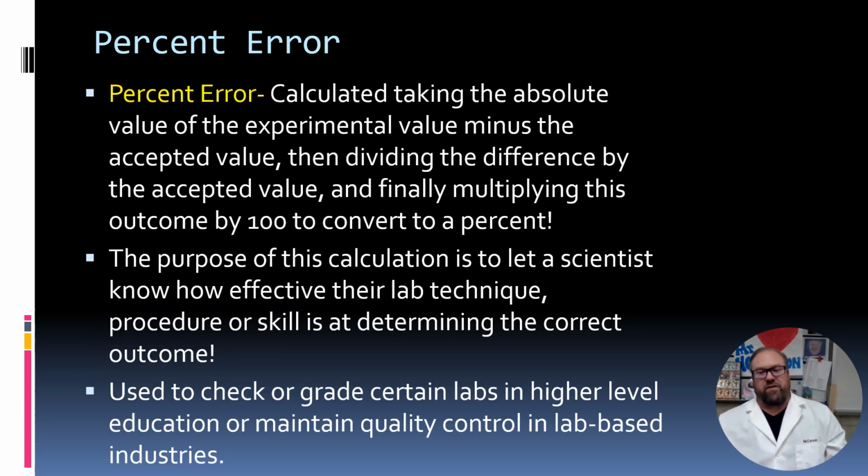Okay, so very wordy, but here's our definition for percent error. First off, percent error is calculated by taking the absolute value of the experimental value minus the accepted value. So we figure out the error, we take the absolute value of the error, then we divide this difference by the accepted value, and finally we take that overall quotient and multiply it by 100 to convert it to a percent.